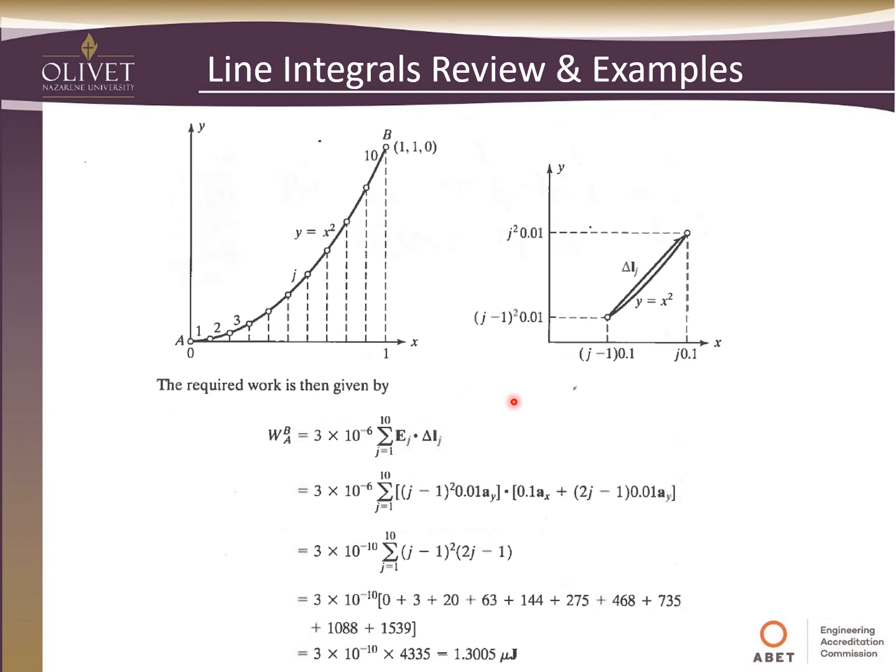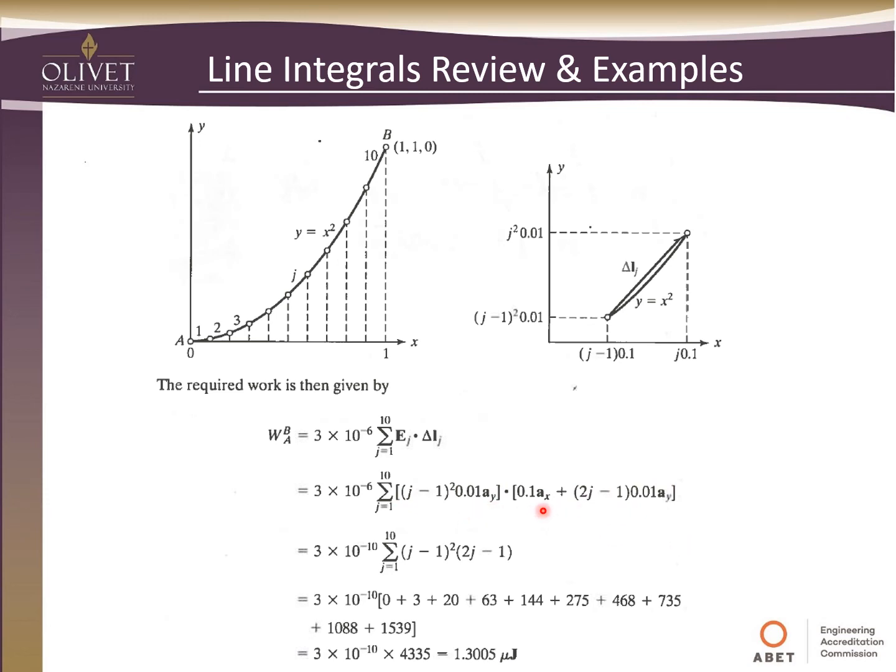So if we start to plug in our definitions from the previous slide, remember our E was (j minus 1) squared, which is just y squared, 0.01 y. And then our length vector here, delta L, remember we're doing 0.1 in the x direction, and then (2j minus 1) times 0.01 in the y direction. So these are our dot products.